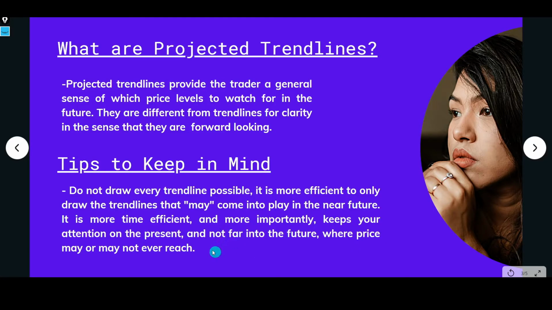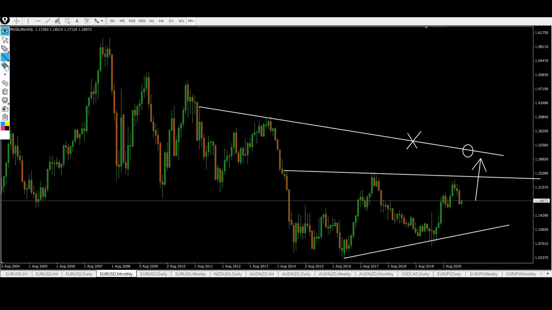Okay, so we do not want to draw every trend line possible because it is more time efficient. And more importantly, it keeps your attention on the present and not far into the future where price may or may not ever reach. So it's very important not to draw these trend lines that are far away from current price because first of all, it's inefficient, and second, it could possibly give you a faulty bias, right?